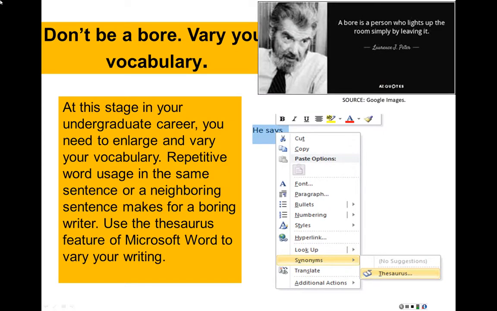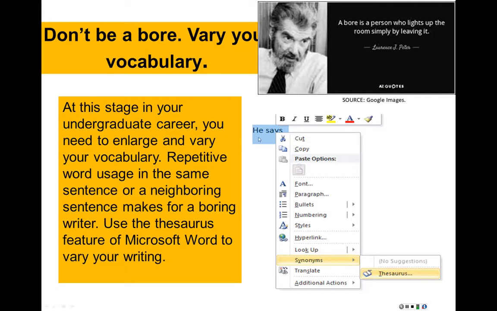The last thing I want to do is give you a few pointers in terms of your writing, because in college courses you don't want to be a bore. You want to vary your vocabulary. At this stage in your undergraduate career, you need to enlarge and vary your vocabulary. Repetitive word usage in the same sentence or a neighboring sentence makes for a very boring writer. Use the thesaurus feature of Microsoft Word to vary your writing.